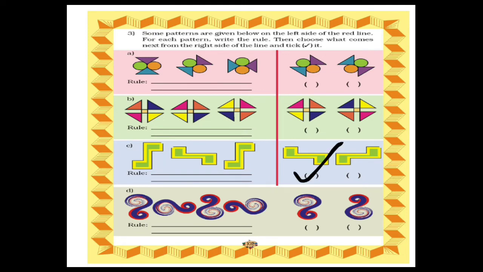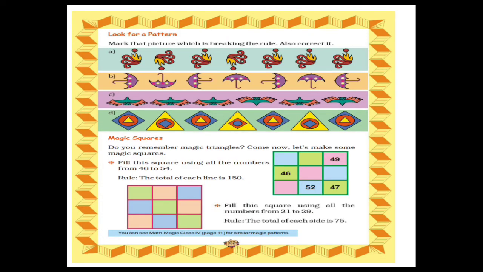Now let's see the next question. So D, what you can observe, again it is taking a turn by 90 degrees. So you will write turn by 90 degrees each time, and the correct option is this one. I hope this is clear. Now let's see the next question, next page.